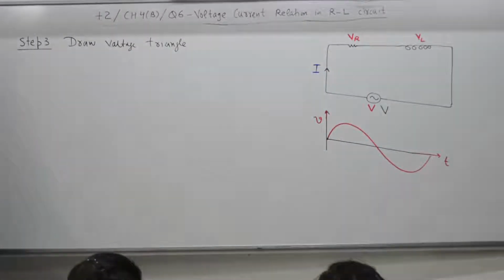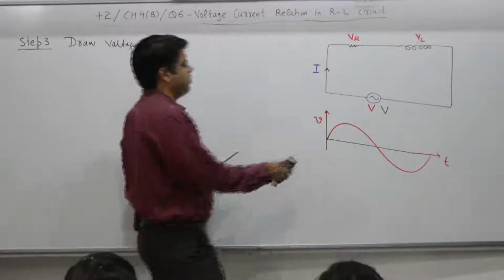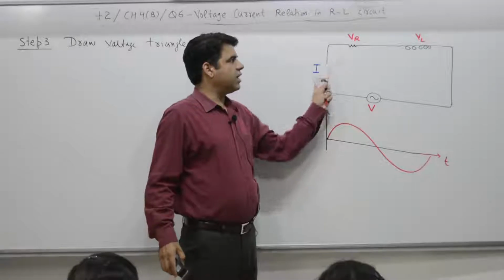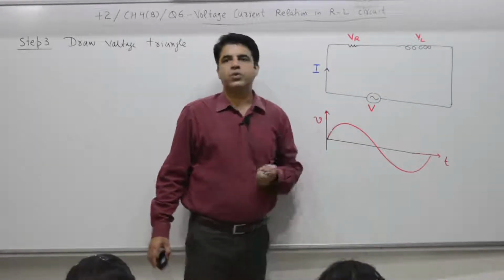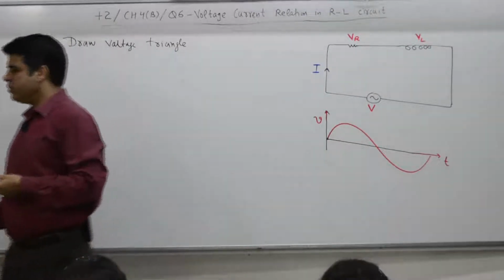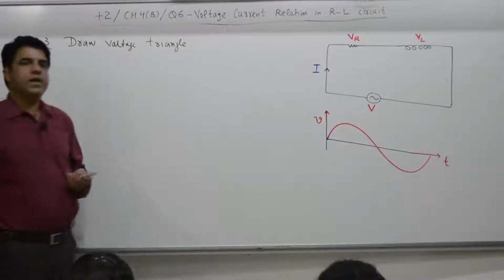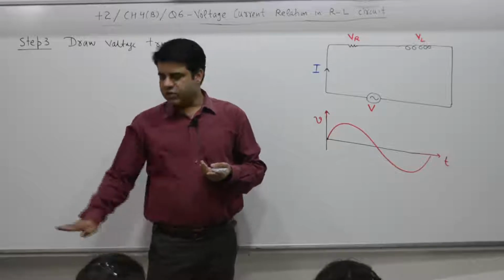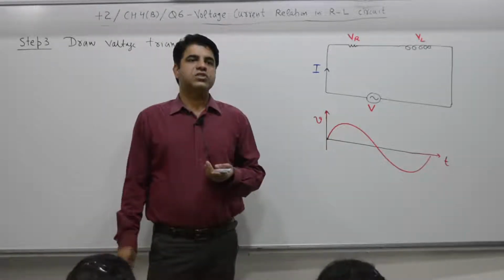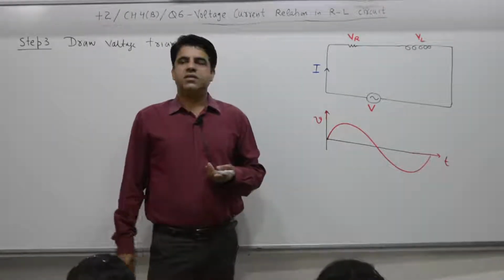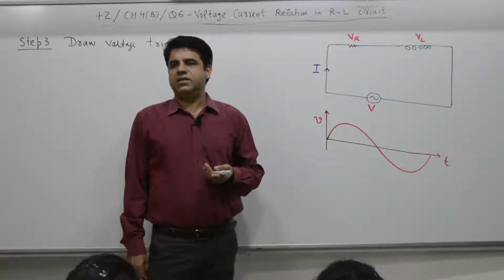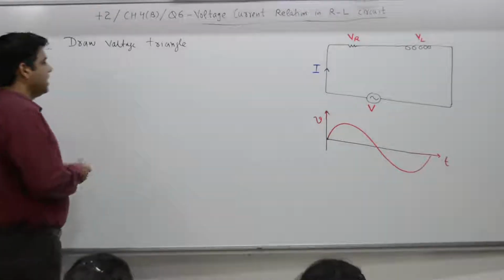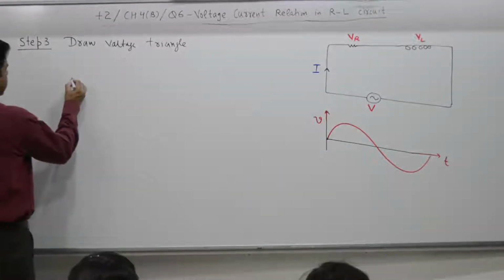What should be taken as reference and why? There is a relationship between VR and I, there is a relationship between VL and I also. What should be our reference and why? Why do you take ground or road as a reference? Because it is common for all. What is common for all? Current. I is common throughout. That is why I take current as reference, I.